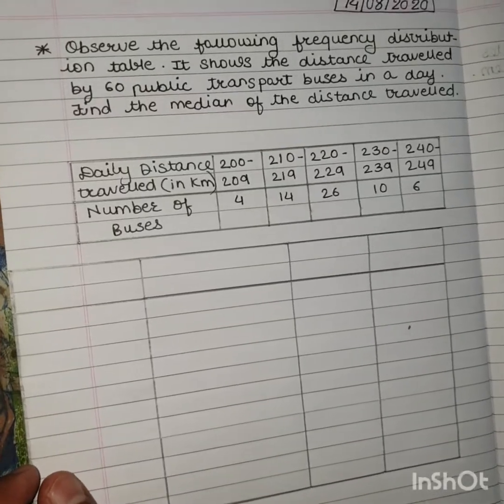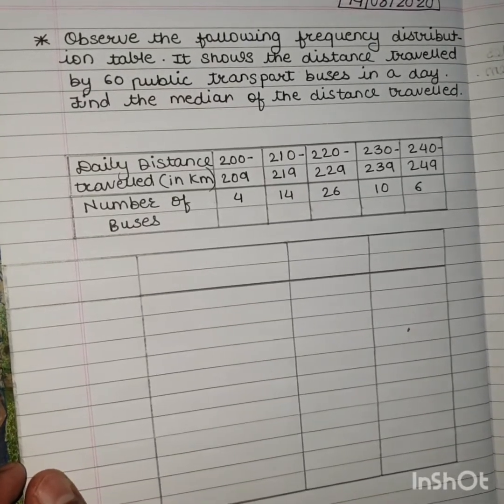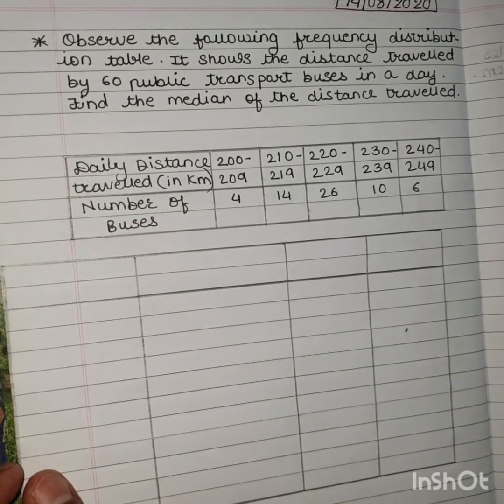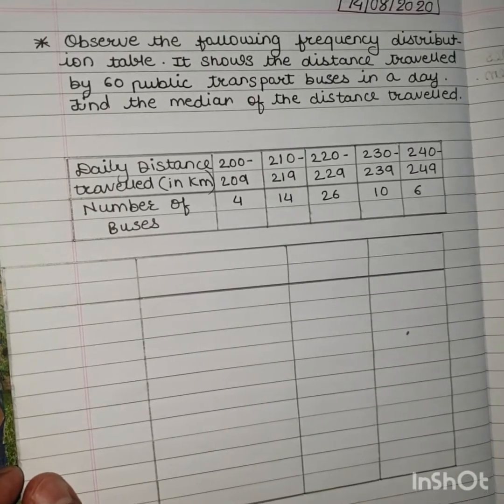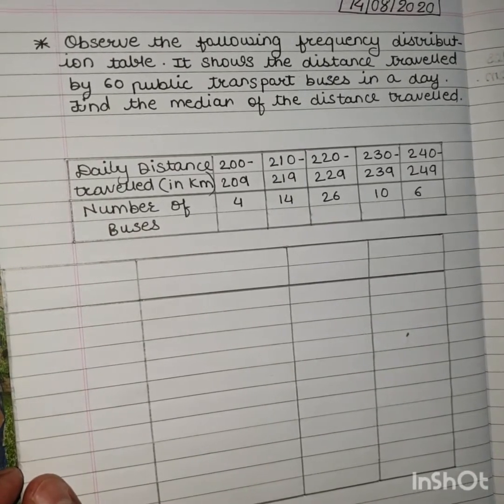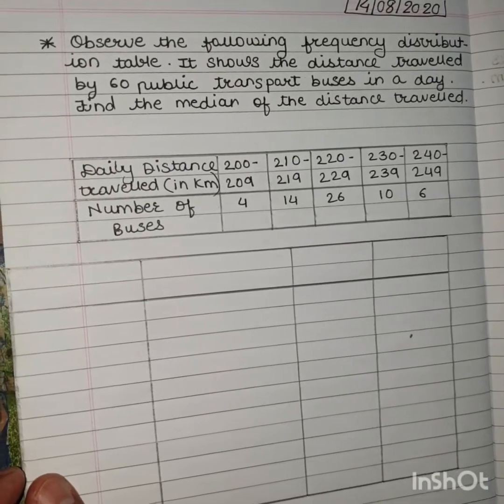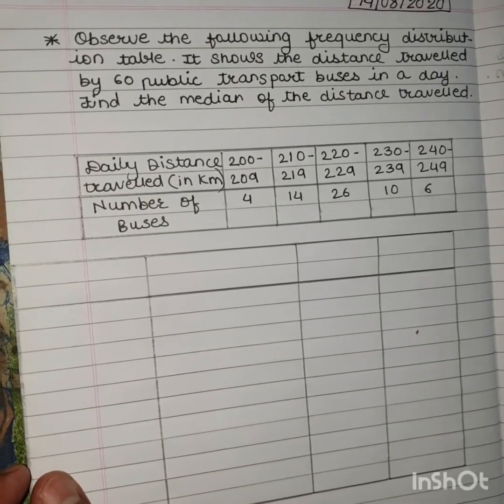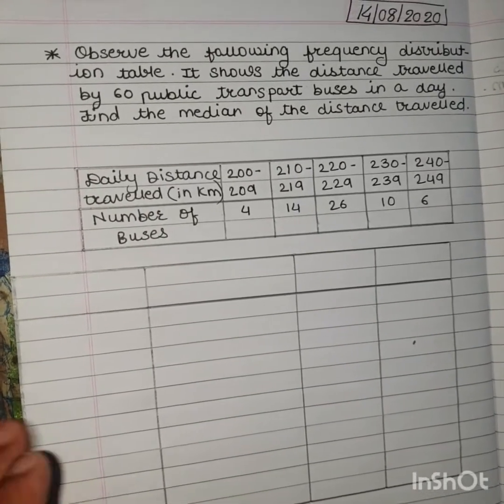Let's see one more example of median. Observe the following frequency distribution table. It shows the distance traveled by 60 public transport buses in a day. Find the median of the distance traveled. So in this sum, the information given to us is about distance traveled and number of buses.